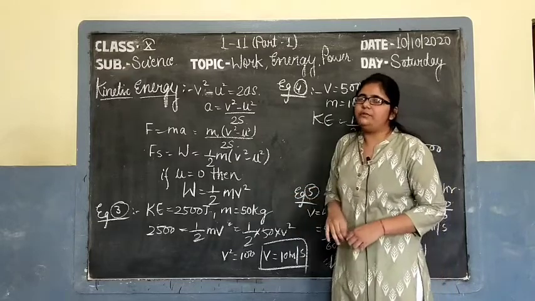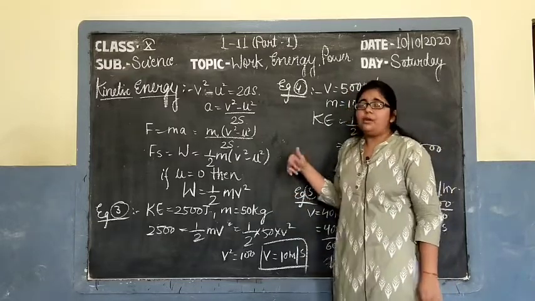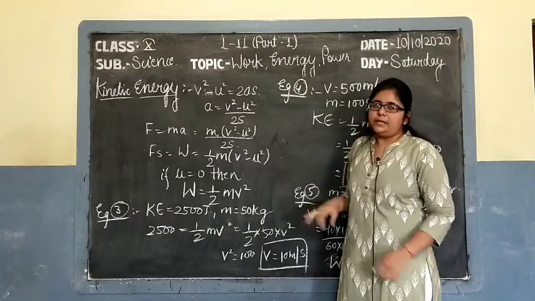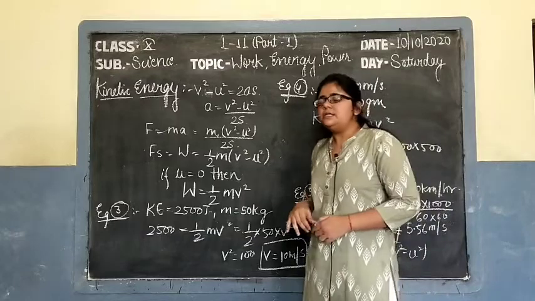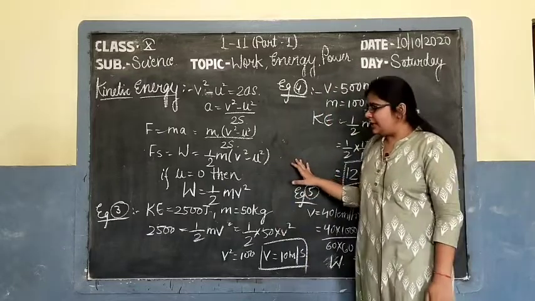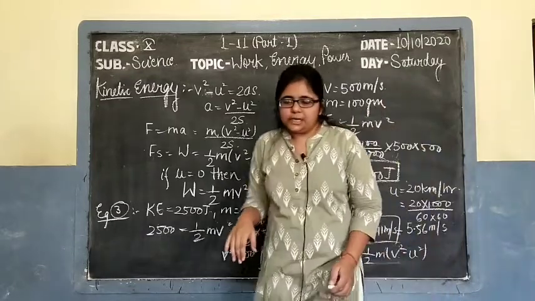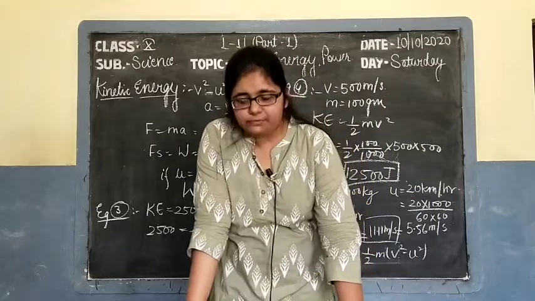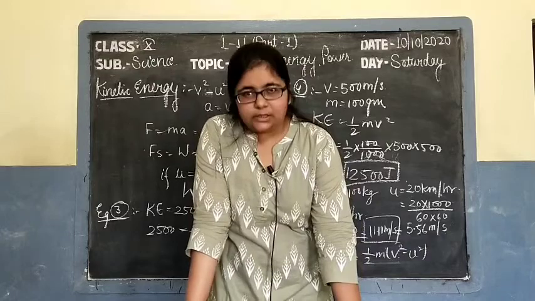And in general, the work done by all external forces is equal to the change in kinetic energy. It means that final kinetic energy minus the initial kinetic energy. The examples regarding the formulas of kinetic energy were given on page number 151. First of all, example 3.